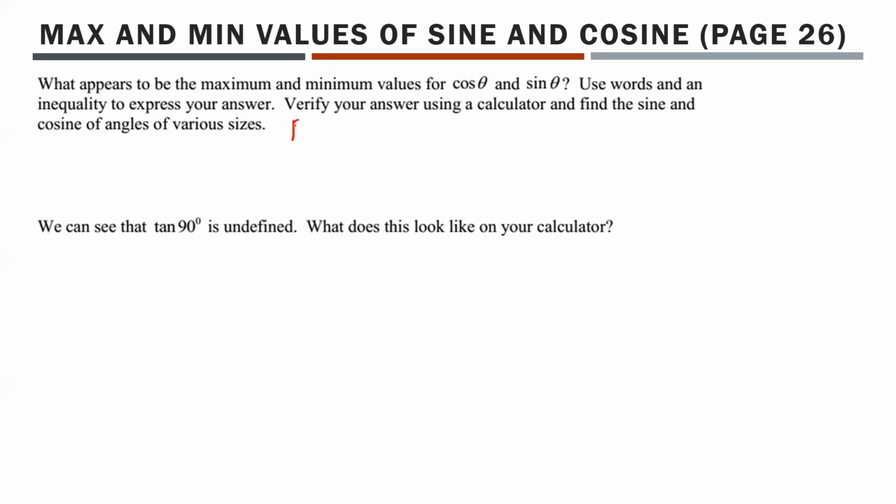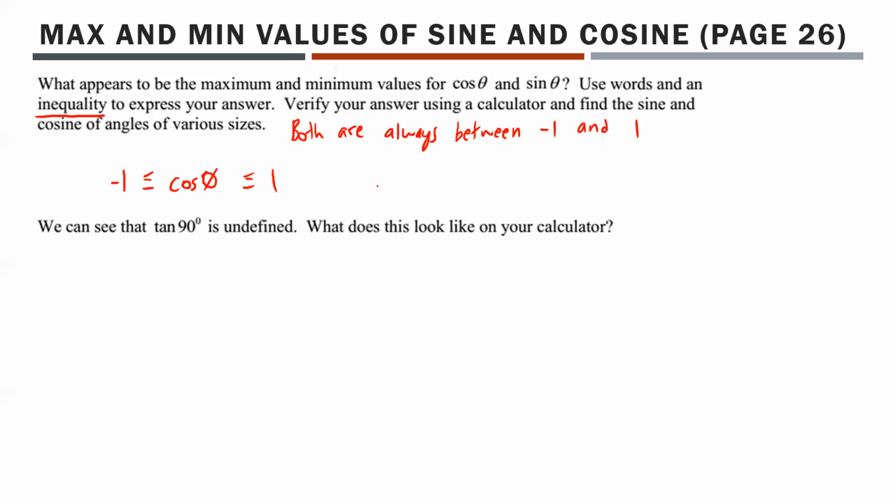You can say both are always between -1 and +1. Now, if you're going to use an inequality to express your answer, you could say that -1 is less than or equal to cosine theta, which is less than or equal to 1, right? So in other words, cosine is bound between these two.